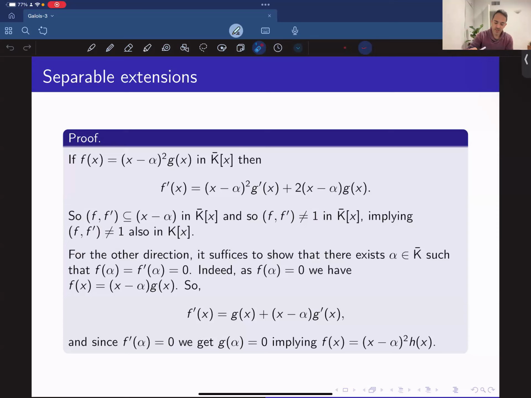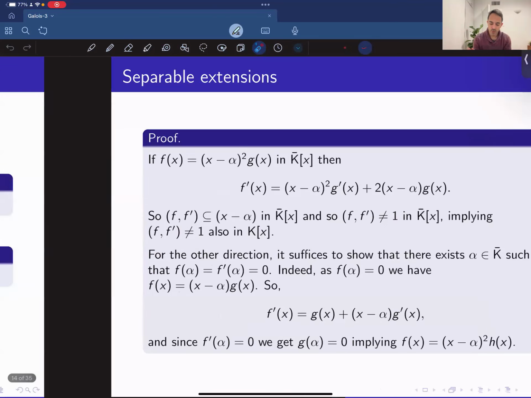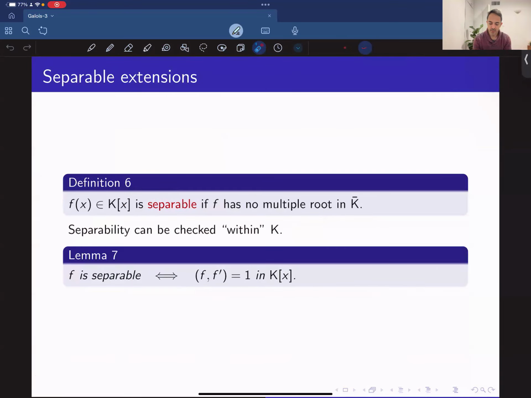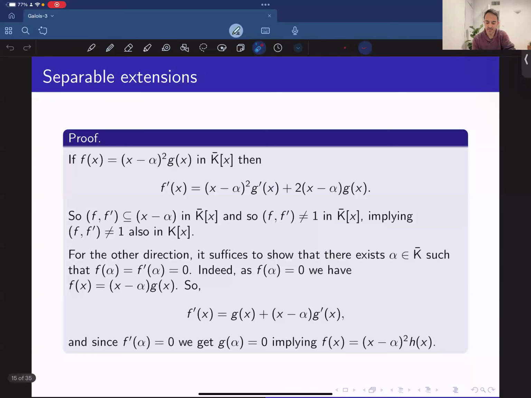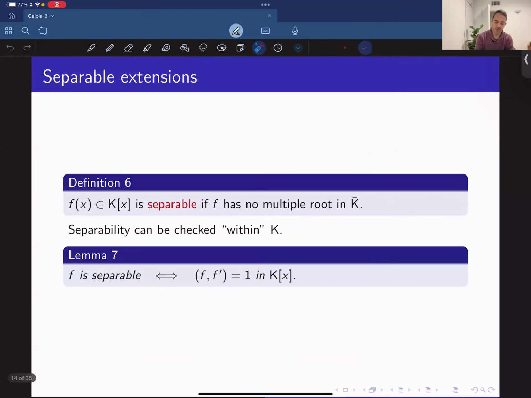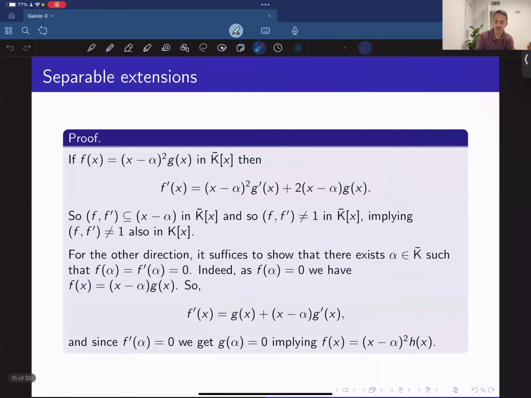Now in the other direction, so now it's the contrapositive of the other side. What we want to show is that there exists some alpha in k bar such that both f and f prime vanish at alpha. Saying that f has a double root is almost the definition of saying that f and f prime vanish at that potential root. And indeed that's kind of obvious. So let's just see that.